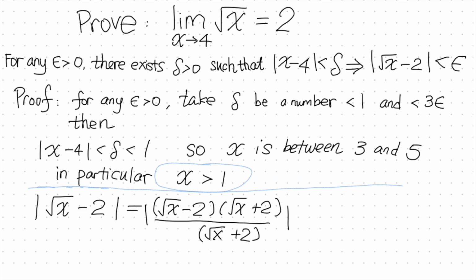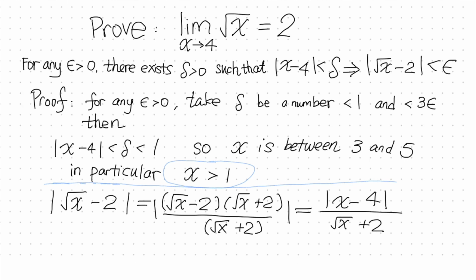Now let's see, if the distance between x and 4 is less than delta, what's the distance between the square root of x and 2? We multiply the expression by the square root of x plus 2 and divide it by the square root of x plus 2. Now the numerator is the absolute value of x minus 4, which is the distance between x and 4, which is assumed to be less than delta.